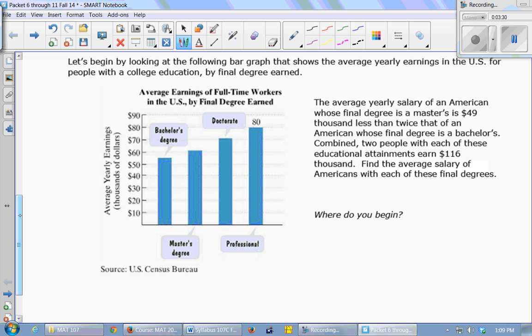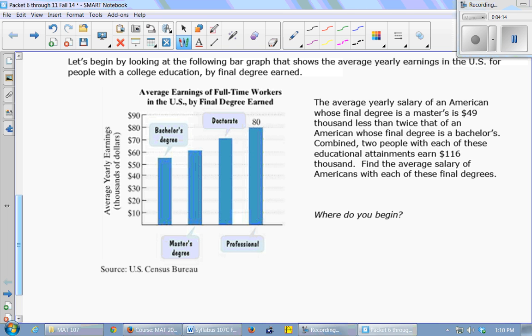Okay, so we have a bar graph here. It shows the average yearly earnings for the United States for people with a college education by final degree earned. So we've got bachelor's degree, master's degree, doctorate, and some kind of professional degree. So it says the average yearly salary of an American whose final degree is a master's is $49,000 less than twice that of an American whose final degree is a bachelor's. Combined, two people with each of these educational attainments earn $116,000. Find the average salary of Americans with each of these final degrees.